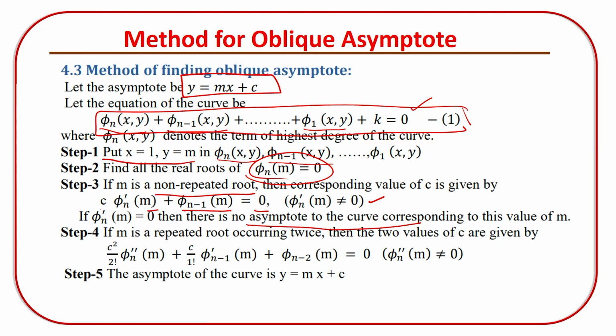And if m is a repeated root occurring twice, then the two values of c are given by c square by factorial 2 phi n double dash (m) plus c by factorial 1 phi n minus 1 dash (m) plus phi n minus 2 (m) equal to 0, and the asymptote of the curve is y equal to mx plus c. So, basically, let me give you one example and then come back again to this method to obtain the oblique asymptotes. Because the examples are going to simplify the method itself and make your concepts very clear as well.